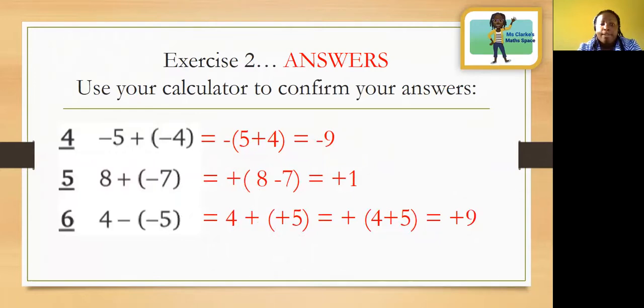Question 5. We have 8 plus negative 7. So we have 2 different signs. When we have 2 different signs, we find the difference between the 2 numbers and we keep the sign of the numerically bigger number, which in this case is 8 and positive. So you end up having positive 1 as the answer, and the working is there for you to follow.